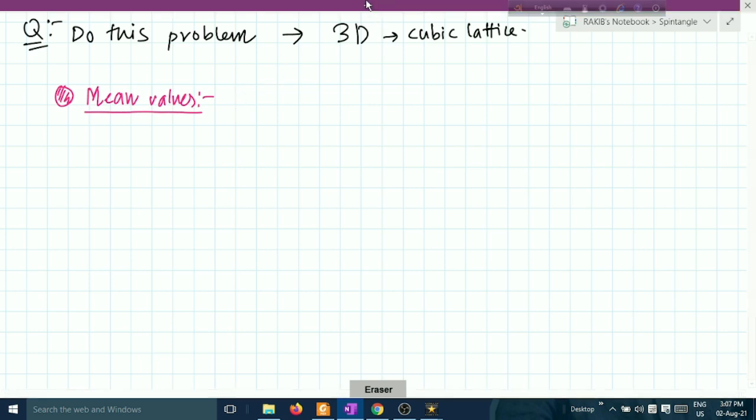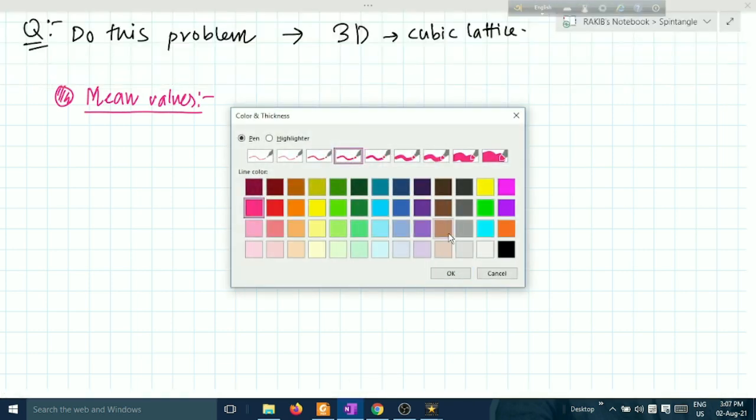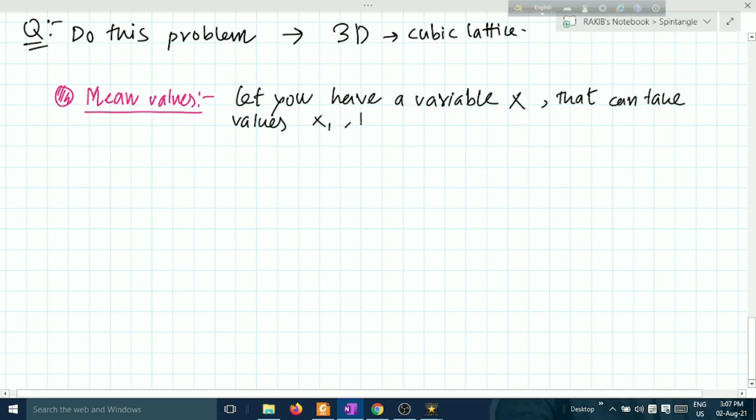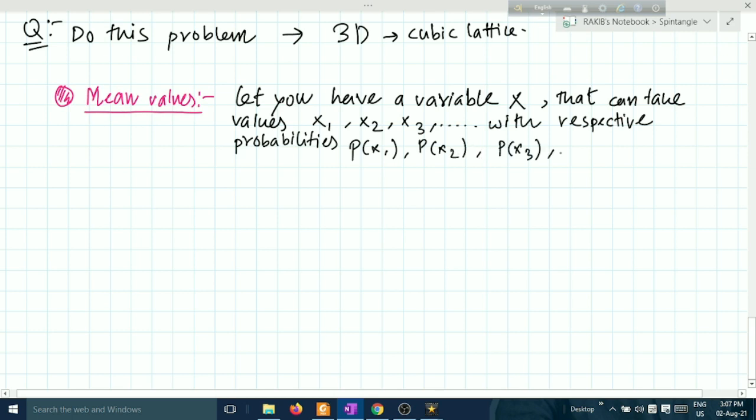Let you have a variable x that can take values x1, x2, x3 with respective probabilities px1, px2, px3, and so on.